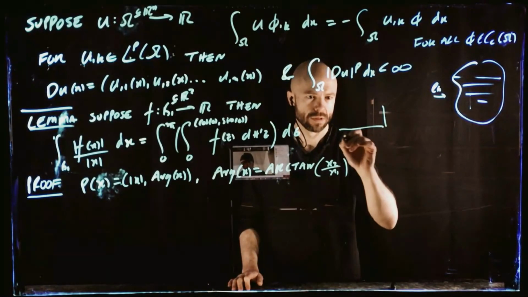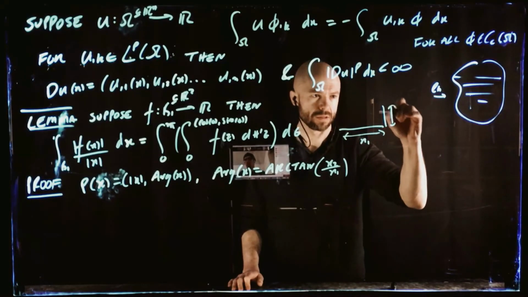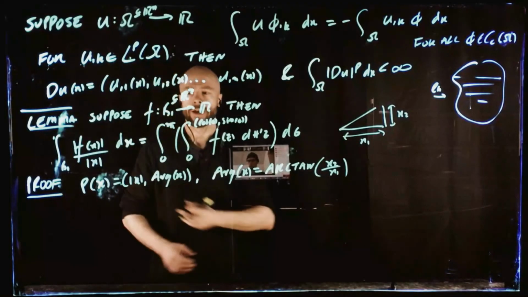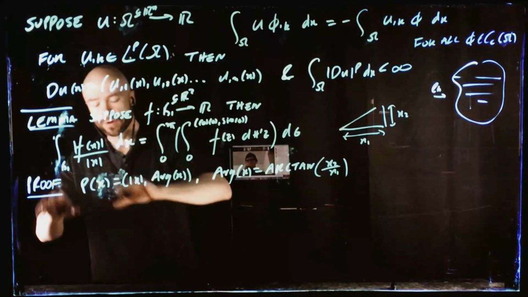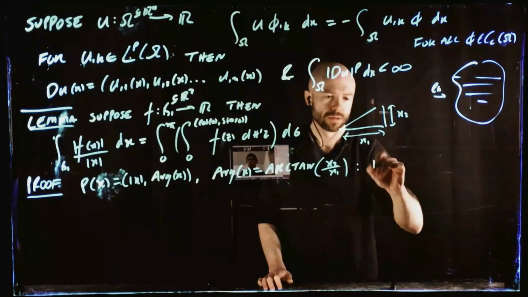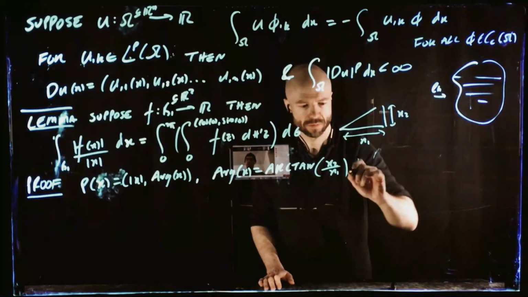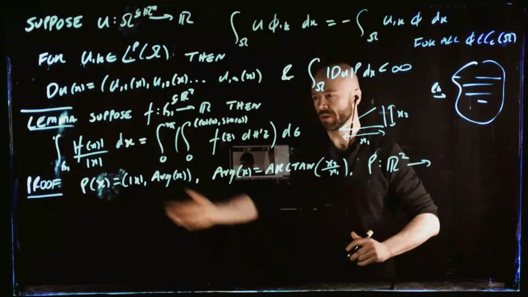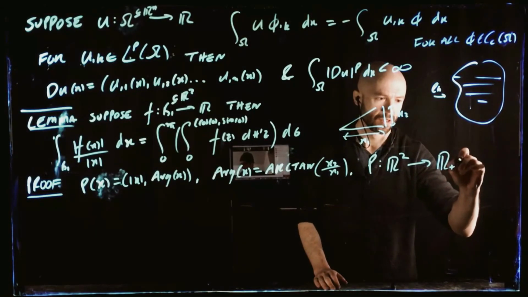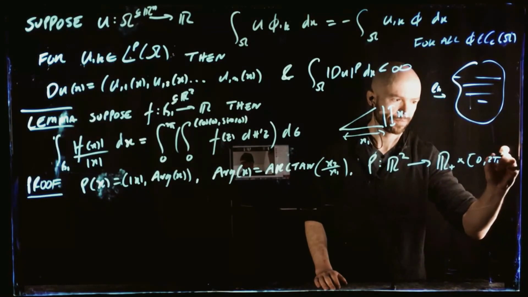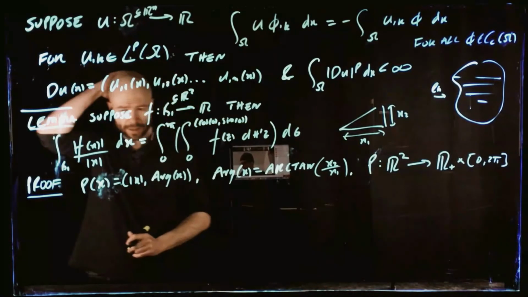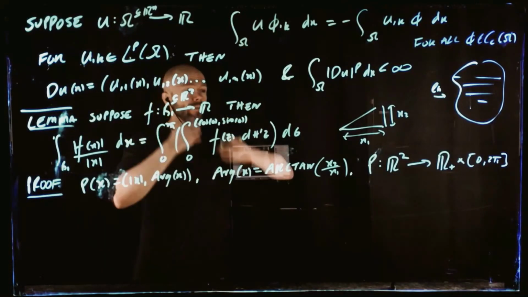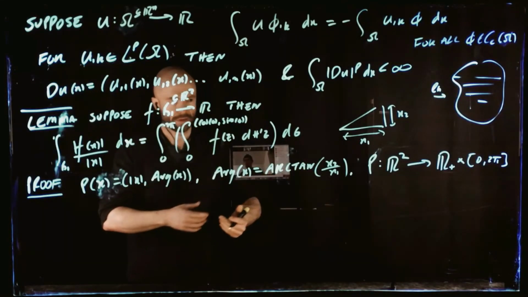Now we do the same thing, right? This is x1 and this is x2, like this. This is a nice transformation, and so this is transforming all of R^2. P goes from R^2 into the positive numbers cross 0 to π. Now, let us calculate the determinant of the derivative. So first, let's calculate the derivative.